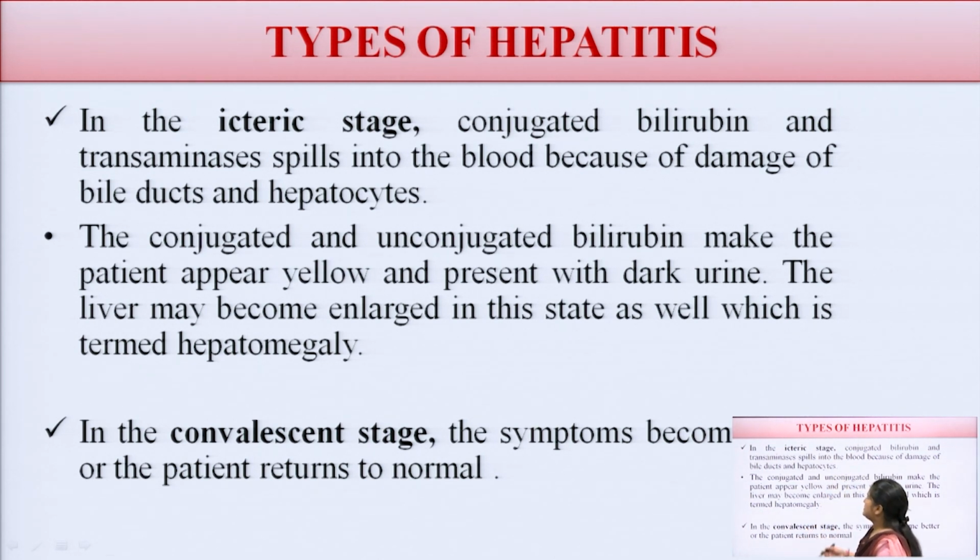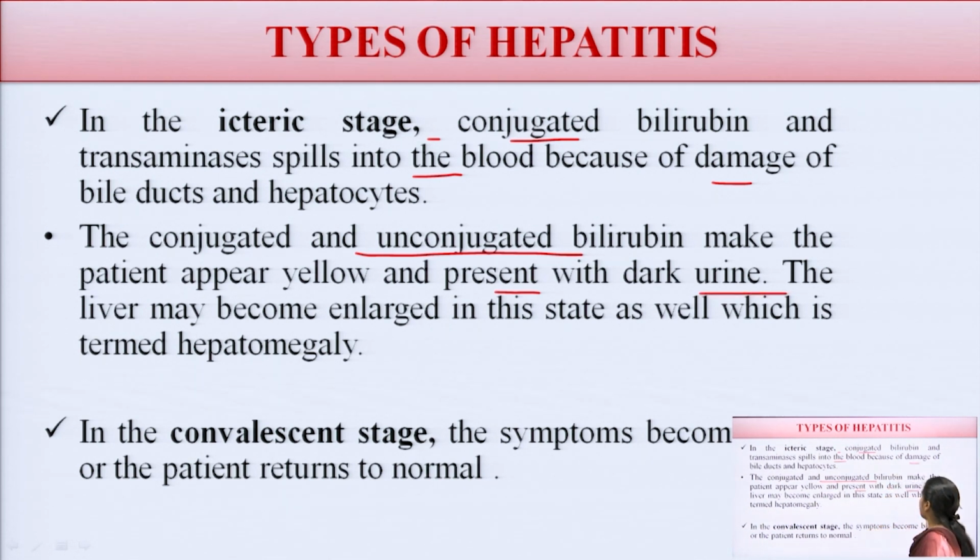In this icteric stage, the conjugated bilirubin and transaminases spill into the bloodstream, which causes damage to the bile duct and the hepatocytes, and this conjugated and unconjugated bilirubin makes the patients appear yellowish, just because the bilirubin is still in the bloodstream. They can't excrete out from the body with the help of the stools, right? They can't excrete out. The person shows a yellowish color of the skin or the eye.